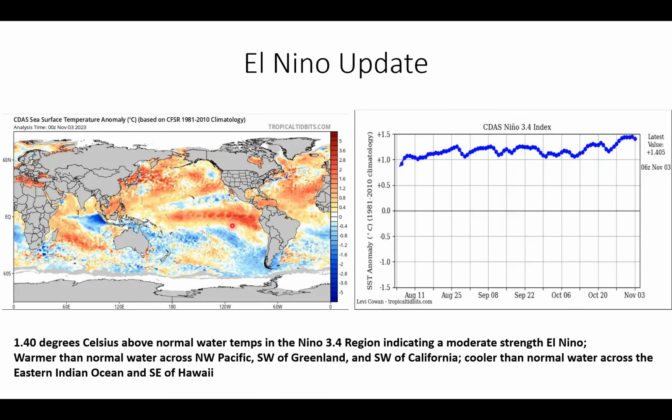This is from 00Z, 3 November 2023, a distinct plume of above normal water stretching from the west coast of South America all the way westward to portions of the equatorial central Pacific. So this is that signature of El Nino. And then we also have some above normal waters, generally southwest of California and the north central Pacific as well. You see these two areas off the west coast of the United States.